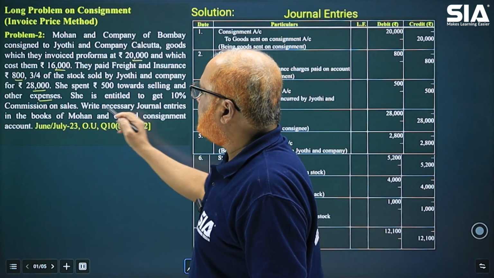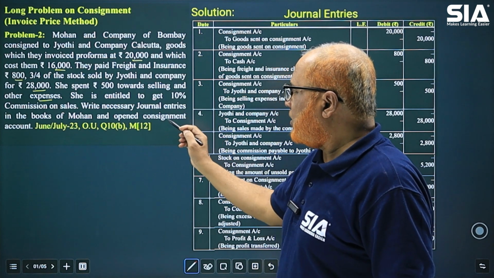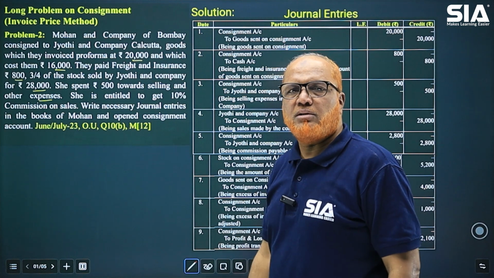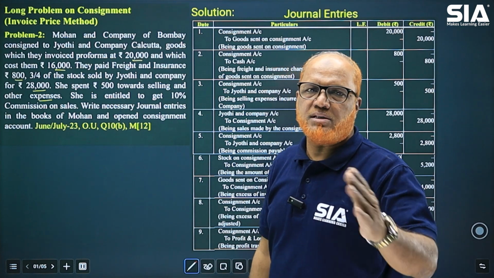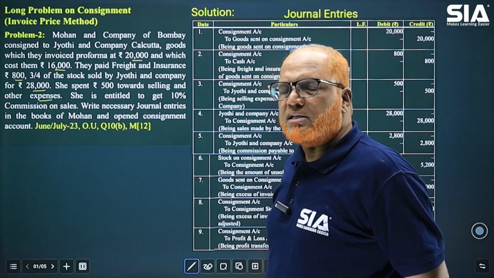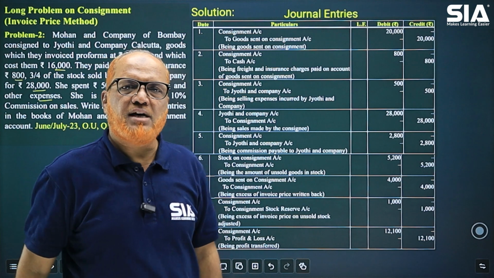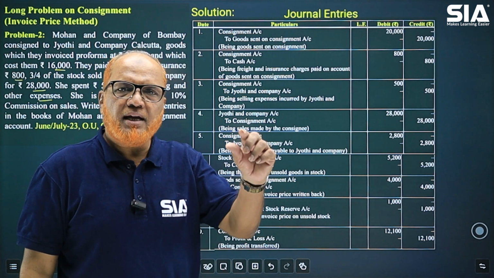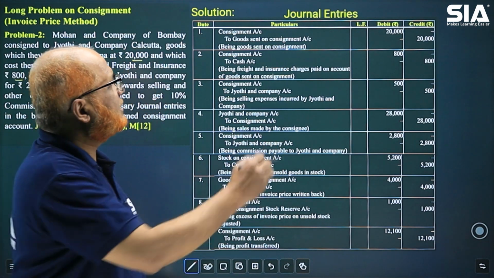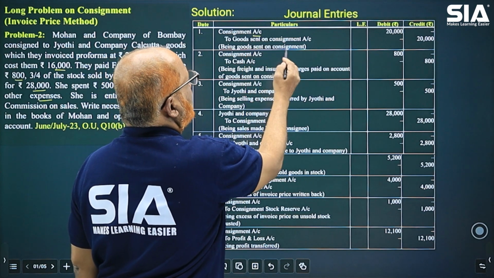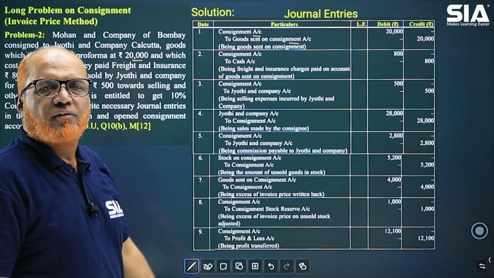She is entitled to get 10% commission on sales. Write necessary journal entries in the books of Mohan and open consignment account. So it is asking you only to open the consignment account, but we will prepare all the three accounts: consignment account, consignee account, and goods sent on consignment account. Come on, let's begin. The first entry when goods are sent on consignment is consignment account debit to goods sent on consignment. So here you can see the entry consignment account debit to goods sent on consignment, 20,000, invoice price. First entry over.